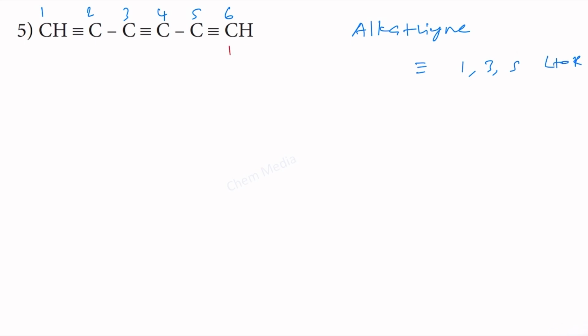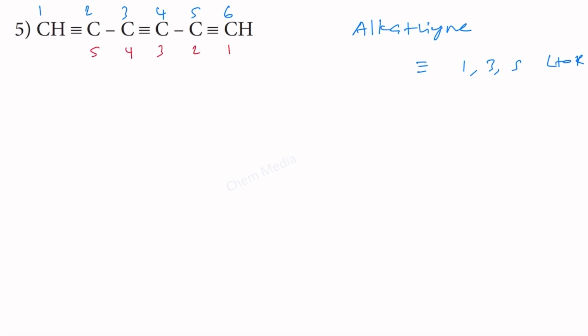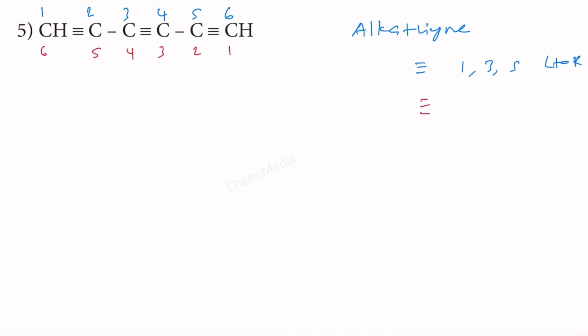Even if we number right to left, we will get the triple bonds at the same position 1, 3, 5 even if we number it right to left. Therefore, numbering it either way is completely okay here. We have 6 carbon atoms in the parent chain, therefore hexa 1, 3, 5 triyne. That is the correct IUPAC name for this molecule.